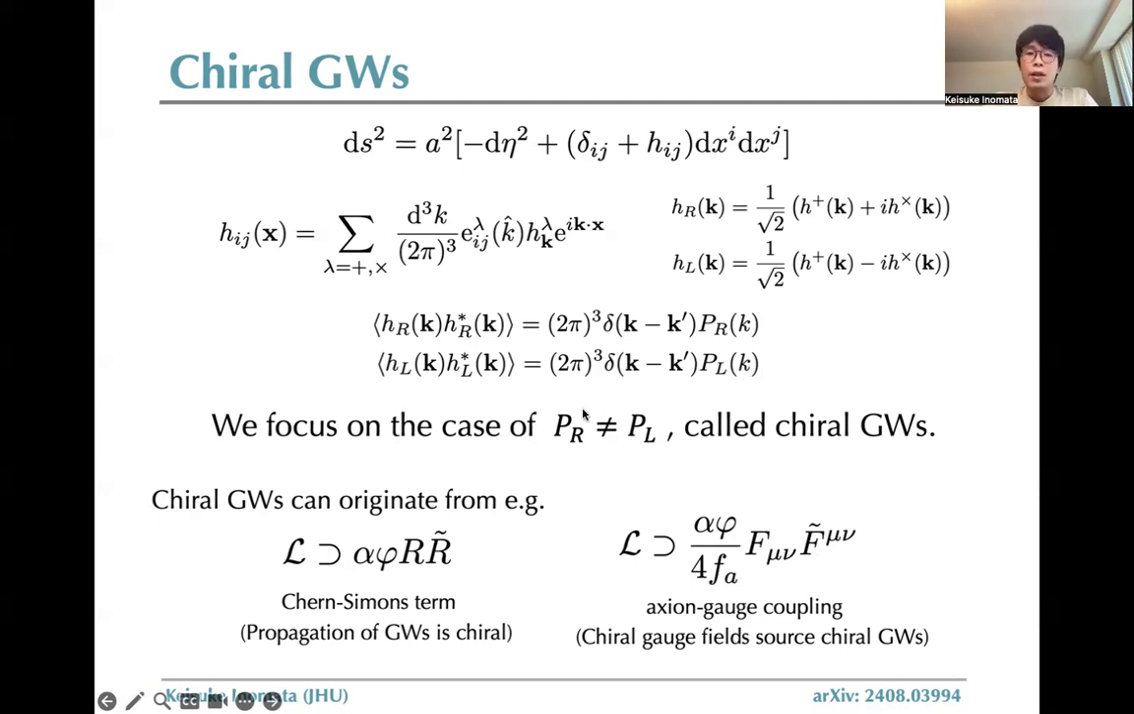Chiral gravitational waves can originate from the Chern-Simons term or axion-gauge coupling. If the Chern-Simons term exists, then the propagation of gravitational waves becomes chiral, and chiral gravitational waves are produced. If the axion-gauge coupling exists, chiral gauge fields are produced. Then the chiral gauge fields produce chiral gravitational waves. So this is how chiral gravitational waves are produced.